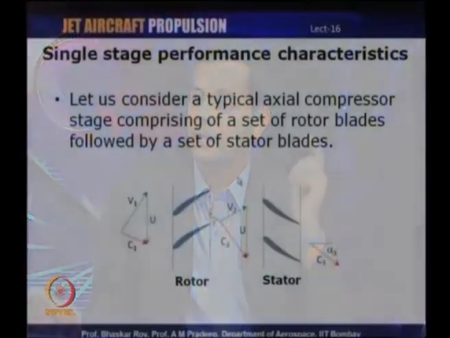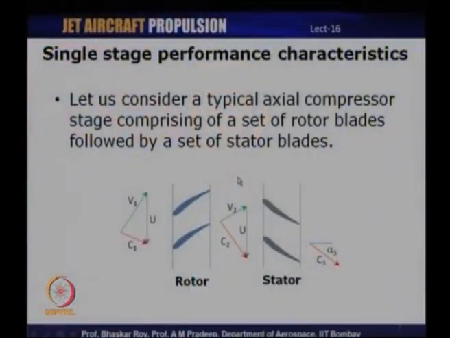Now, a stage of an axial compressor, as you probably know by now, comprises of a rotor and a stator. So, let us take up a characteristic rotor and a stator, and then we will discuss how we can characterize this particular rotor and see what happens as you change different properties. Now, we have a typical axial compressor stage here, which consists of a set of rotor blades followed by a set of stator blades. We have already seen this velocity triangle earlier on.